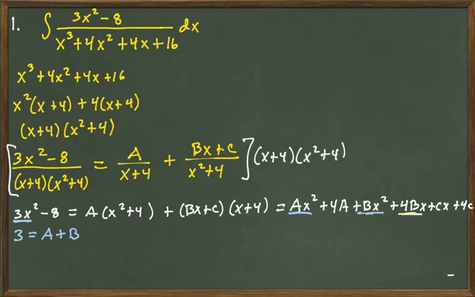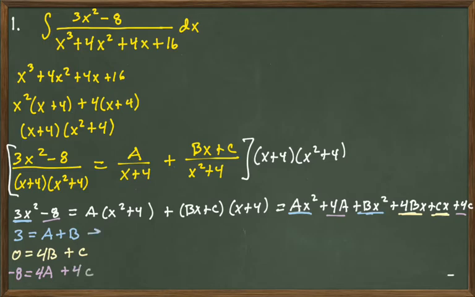So 4bx and cx. There's no linear term on the left-hand side, so it's 0. So we have 0 is equal to 4b plus c. And then finally, we'll do the constant. Negative 8 is equal to 4c. Oh, sorry. I forgot somebody. Negative 8 is equal to 4a plus 4c. There we go.